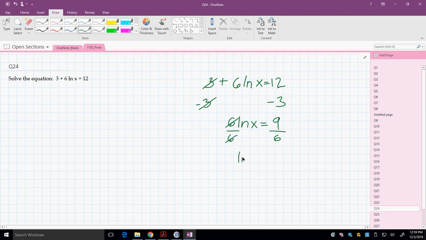This cancels, and I have natural log of x equals, dividing by 3 top and bottom, 3 over 2. To cancel the natural log, I'm going to use e on both sides of the equal sign, and they cancel each other out. I have x equals e raised to the 3 over 2. And that is your answer.